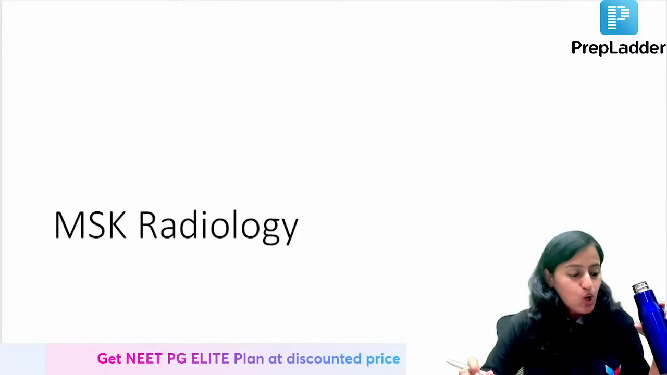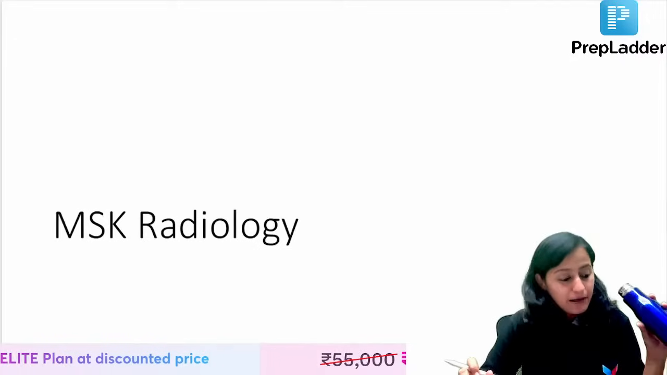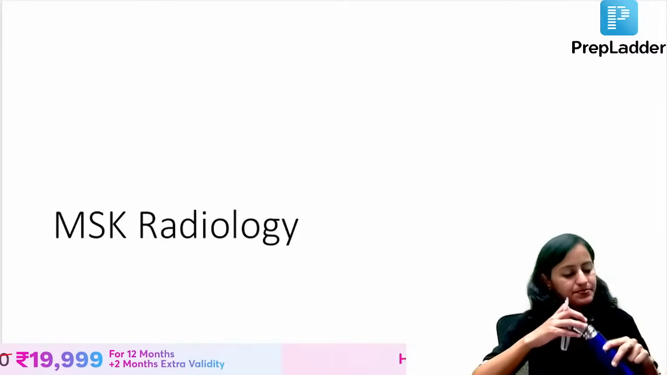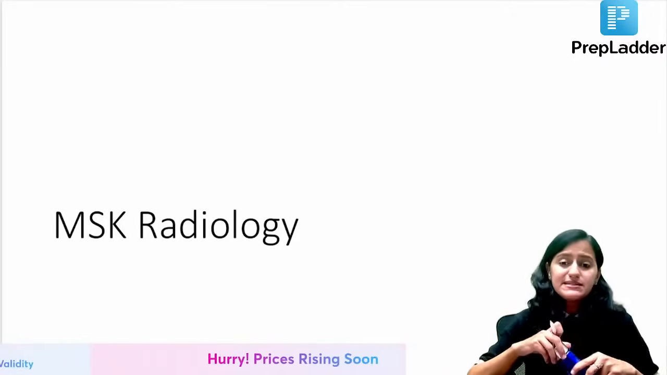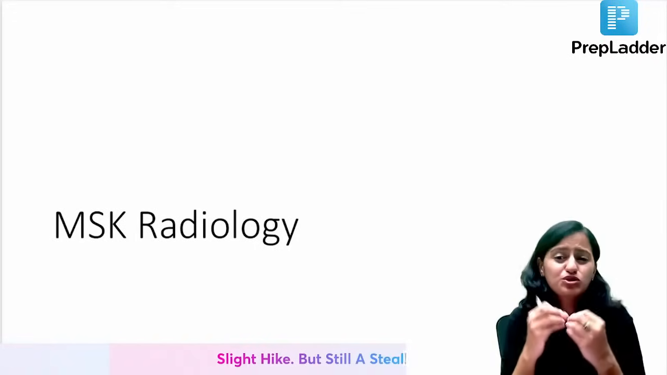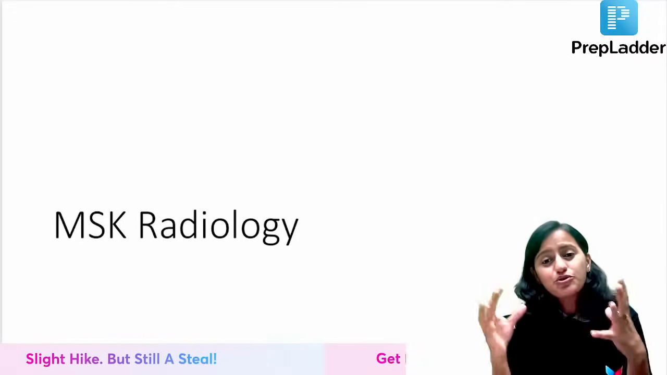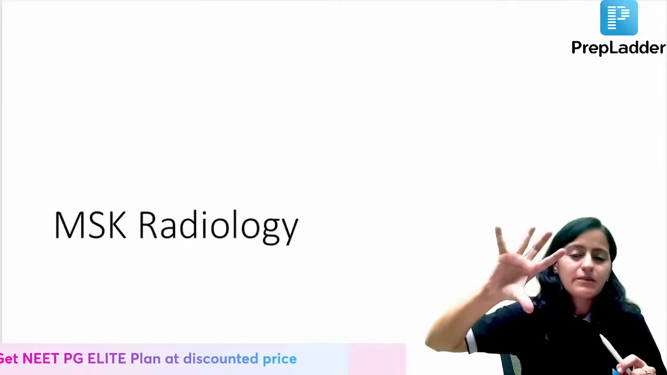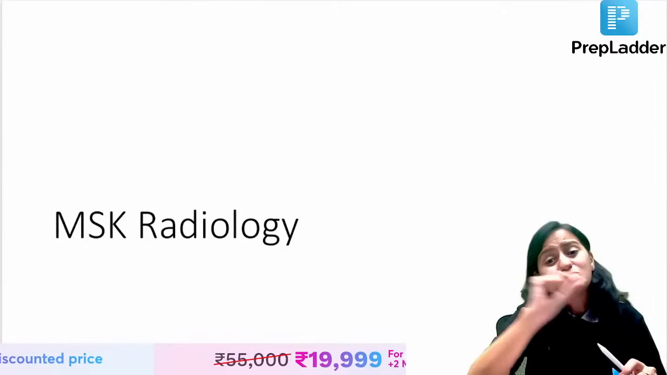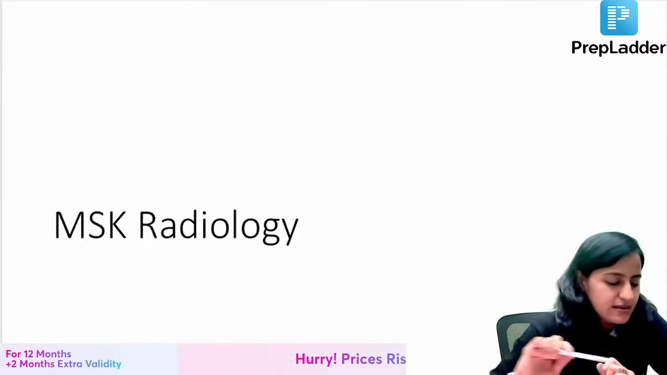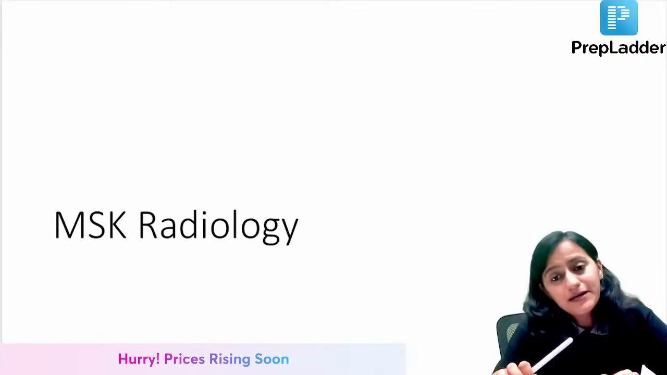Puff of smoke is seen in Moya Moya. Right, so the puff of smoke is basically from those collaterals, the contrast is going out. So you will see the contrast going out, like smoke coming out. The contrast is not seen only in the vessel but outside the vessel as well. Look at an image, you will get the idea. Moya Moya mein dikhega. Okay, great.